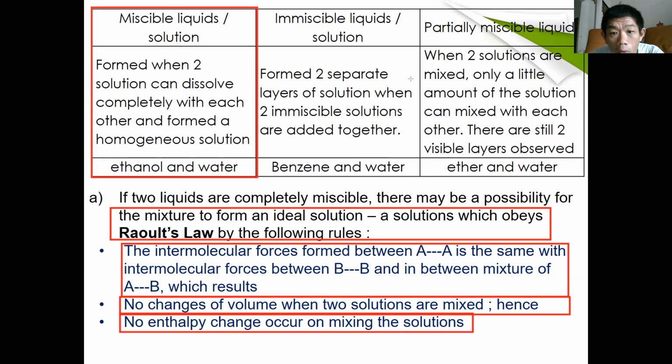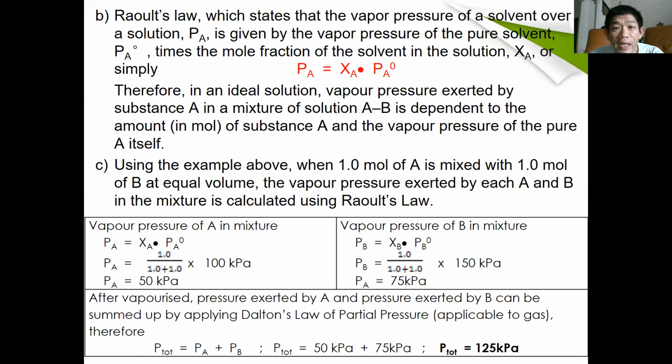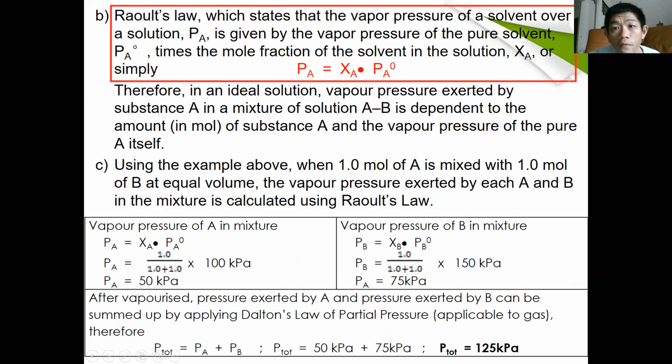Now we are going to see how we apply Raoult's law to two miscible liquids. Raoult's law states that the vapor pressure of a solution, I highlighted it, the vapor pressure of a solvent or solution PA is given by the vapor pressure of the pure solvent A, PA naught. The term PA naught here means the pure vapor pressure of the liquid, multiplied by the mole fraction in the mixture.